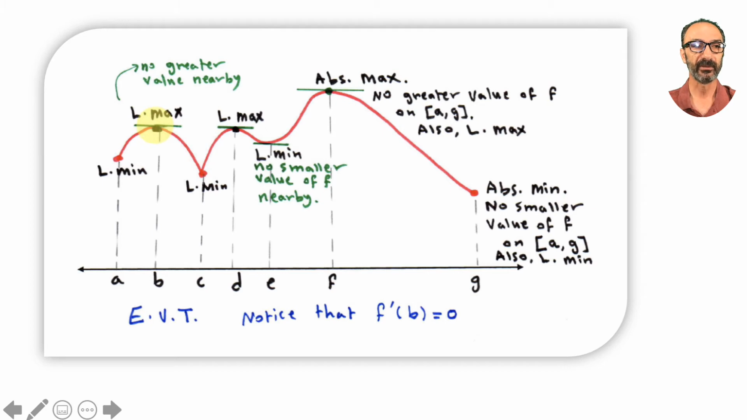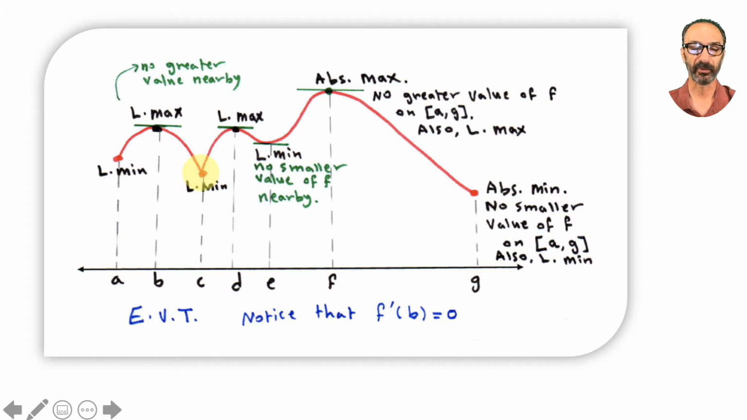This one is a local max. I can't call it absolute max because that one is the absolute max, since this has no greater value nearby. It's the greatest nearby, or in an open interval next to it. This is a local minimum. It's not an absolute minimum. This is a local minimum. It's not an absolute minimum.